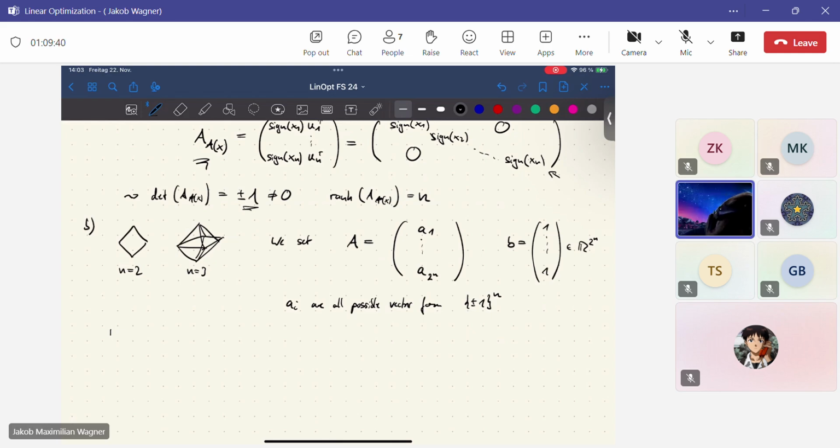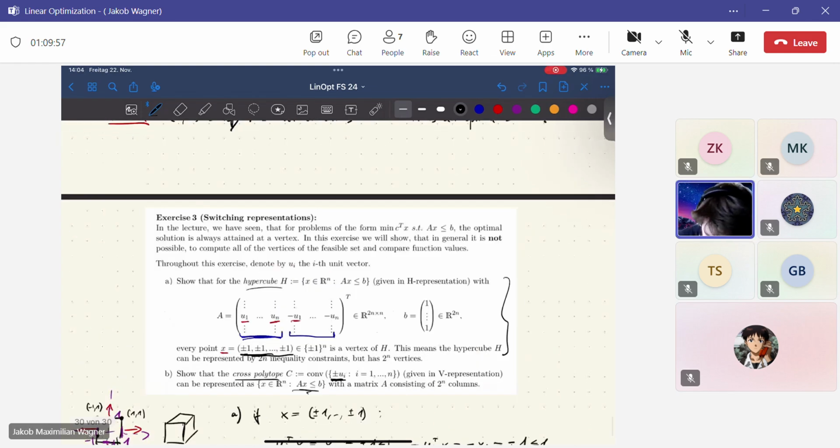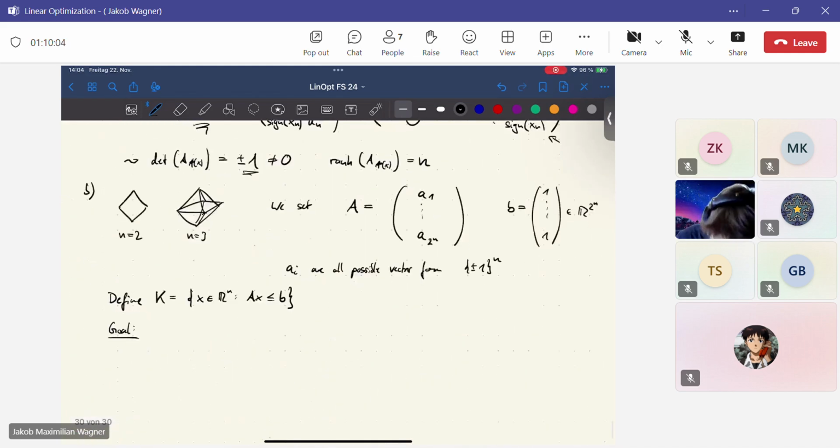So we define K as the set of all x in R^n where Ax is less or equal than b. And our goal is now to show that the set C that we defined above and the set K that we just constructed are actually the same. Okay, so first let's do one direction. Let's show that C is contained in K.